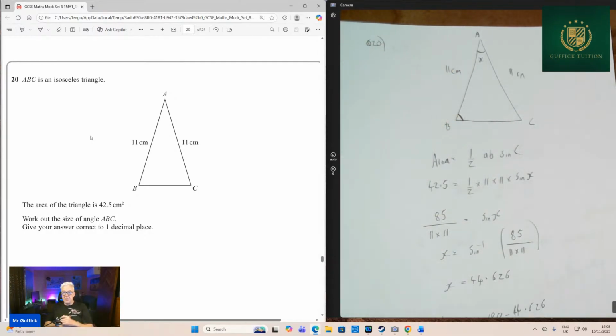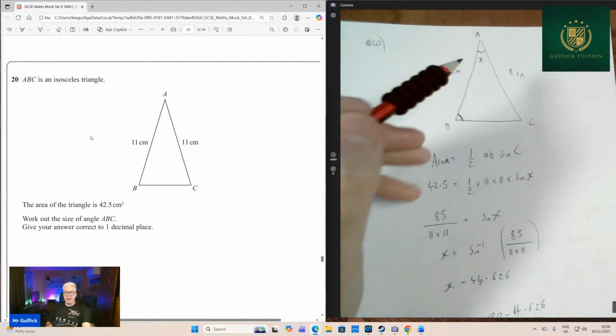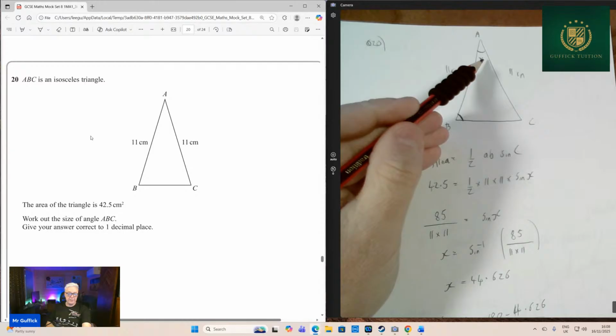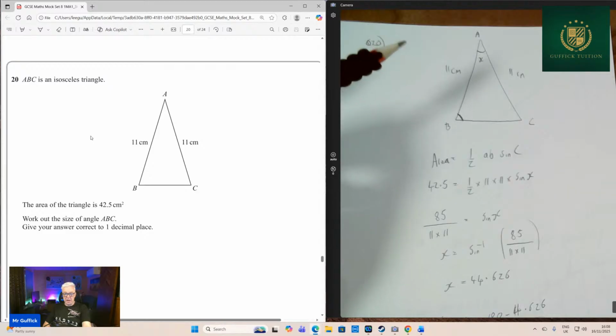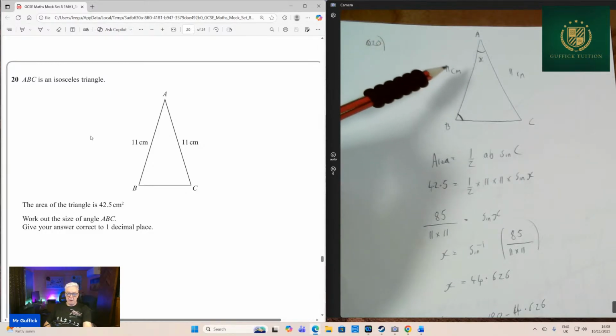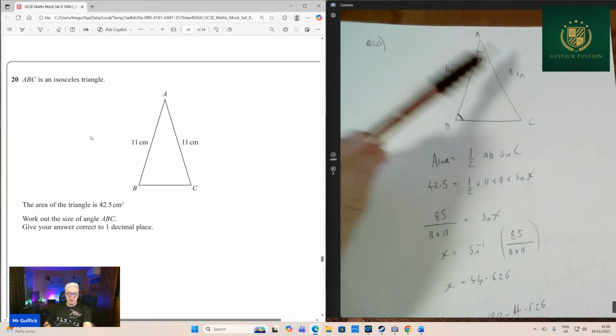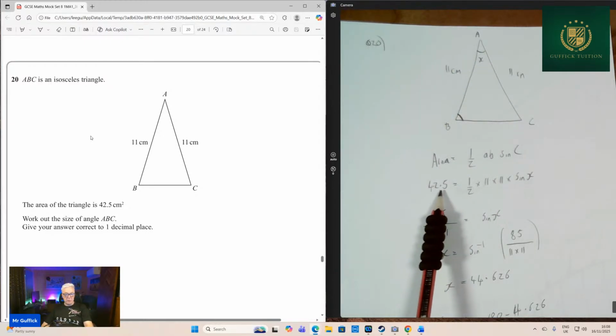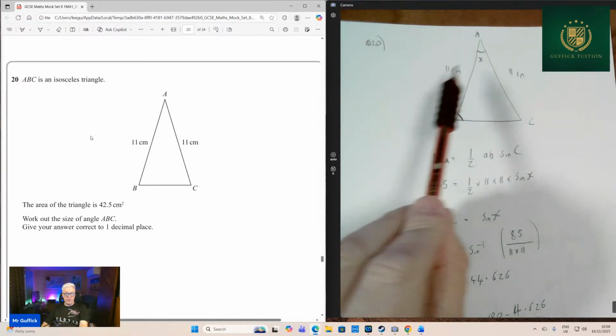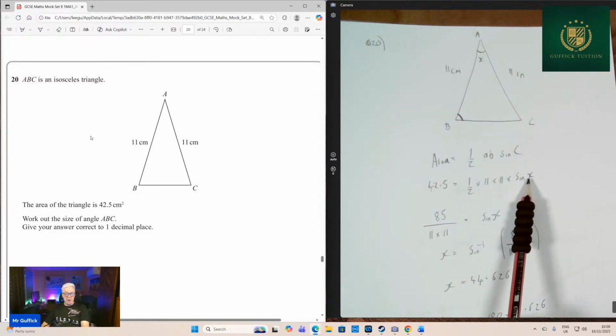Okay. So to start off with, though, I'm going to work out what this angle is up here, which I've called X. And in order to do that, I'm going to use the fact that the area of a triangle is half ab sine C. So the area is a half times a times b times the sine of the angle in between. They tell us in the question that the area is 42.5. We know that those sides are both 11. So the only unknown is the sine of X. And from that, we can work out what the angle X is.